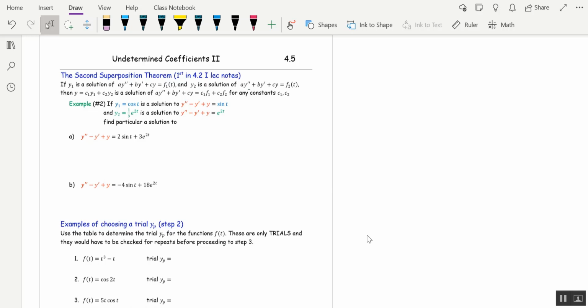Welcome to section 4.5. Today we're going to practice using our table a little bit more for undetermined coefficients. So bust out your table and take a look at it. The second superposition theorem will help us justify some of the things we use in our table. Now, rather than read through the theorem, I'm going to look at an example with you.